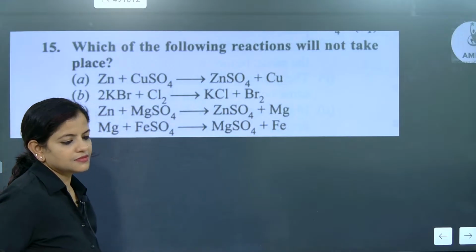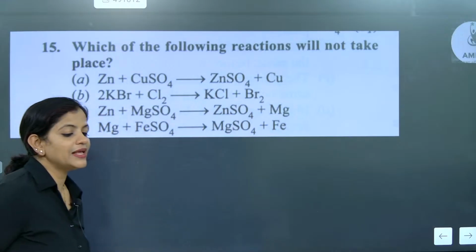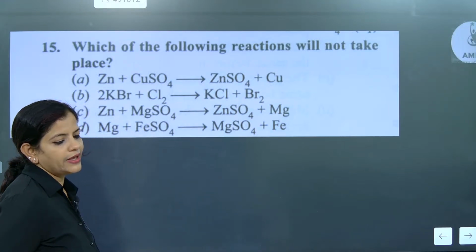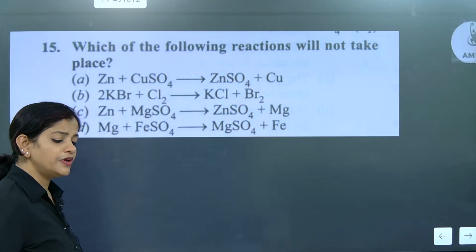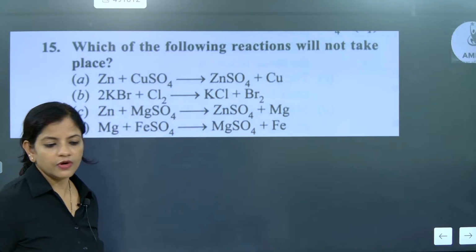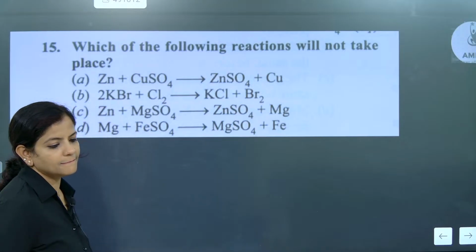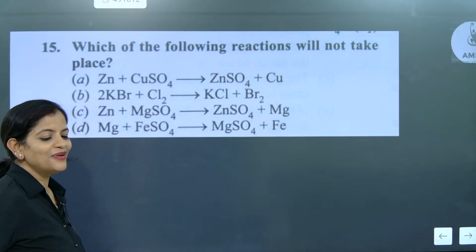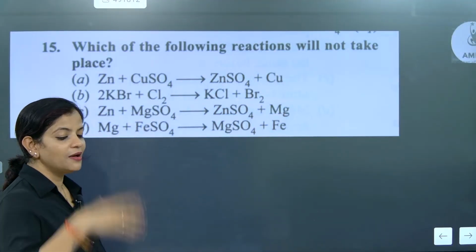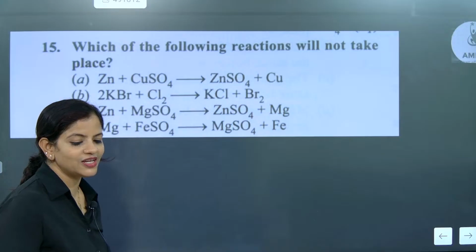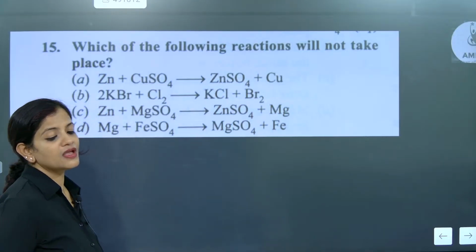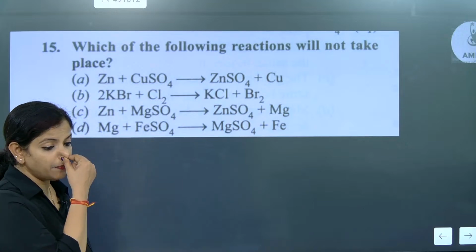Which of the following reactions will not take place? Why will D not take place? What is the problem with D? Why will B not take place? What is the problem with B? What you will do is keep on taking each option and say A, B, C, D. All four options you are going to check, and then give me one final answer, please. Which of the following reactions will not take place?